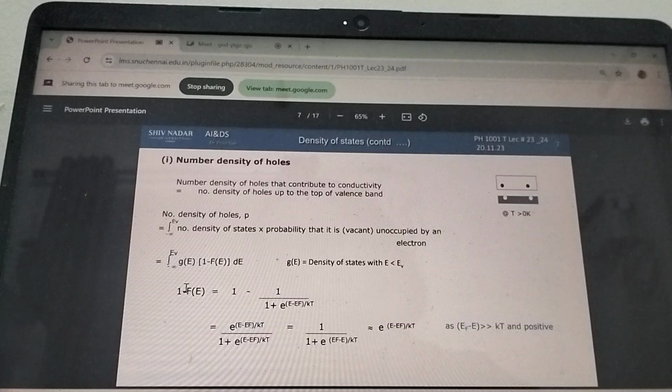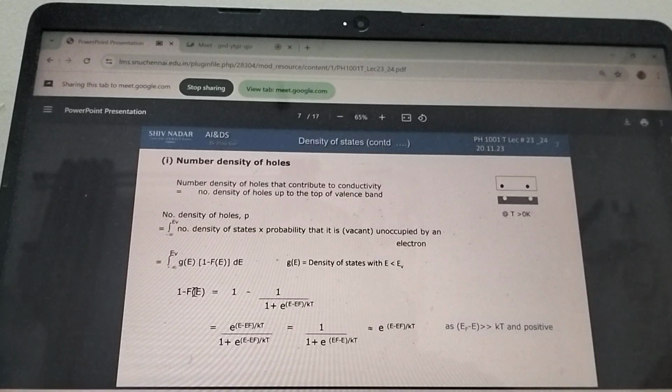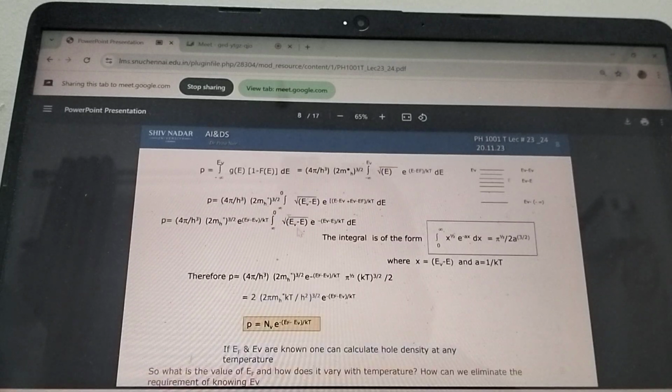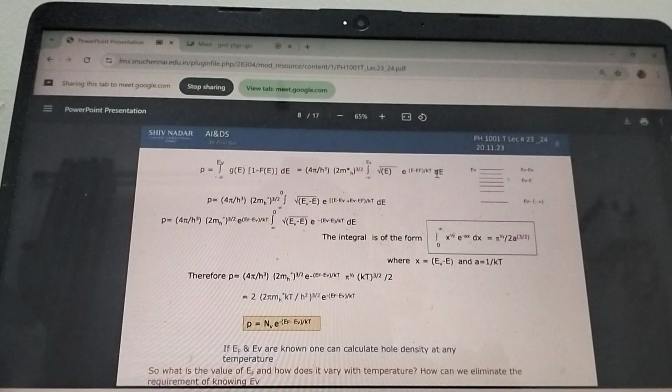In the previous derivation we took f(E) and made some approximations. Here we are taking 1 minus f(E), taking the LCM and computing the term, and then doing the same approximation of dropping the 1. This is what we get, and this is what we are going to take as 1 minus f(E). Moving on, the integration from minus infinity to EV of g(E) times 1 minus f(E), where this part remains the same: the integral from minus infinity to EV of root E times e to the power (E minus EF) by kT dE. This is what we have so far.